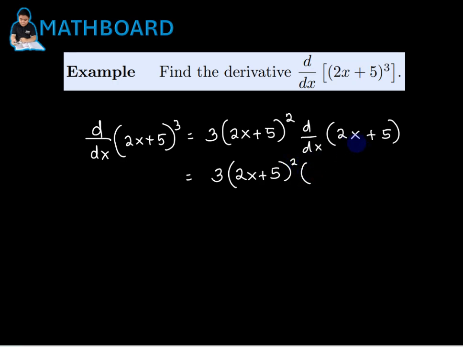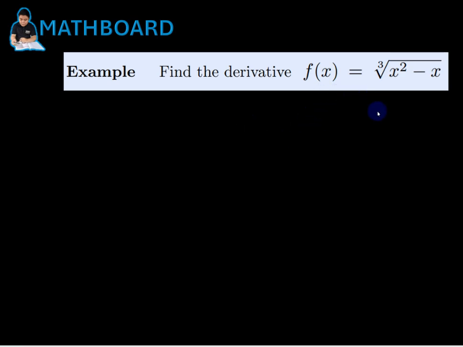And then simplify: 3 times (2x plus 5) raised to 2. Then what's the derivative of 2x plus 5? The derivative of 2x is 2 and the derivative of 5 is 0. So finally, the answer is 3 times 2, 6, times (2x plus 5) quantity squared. So this is the derivative of the given function.